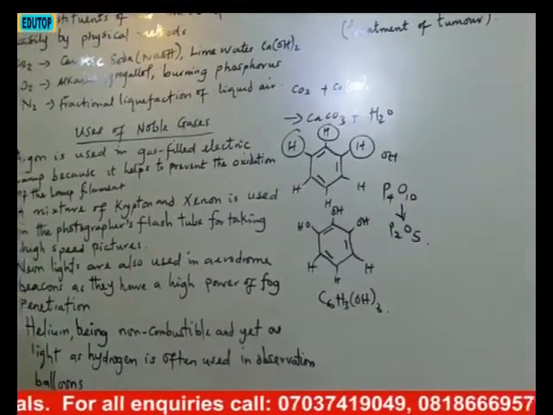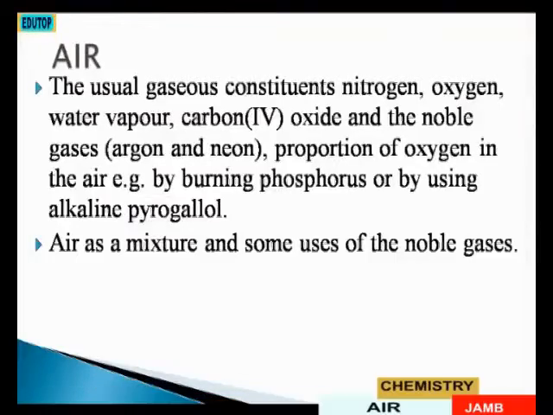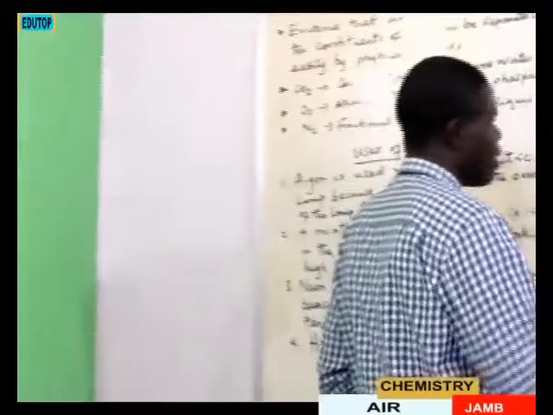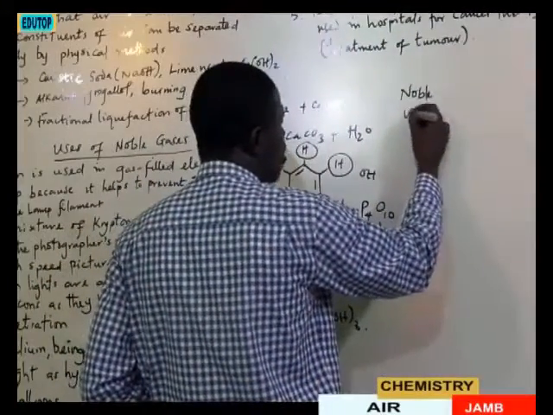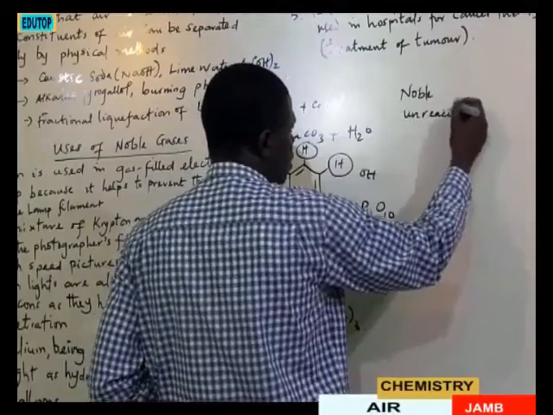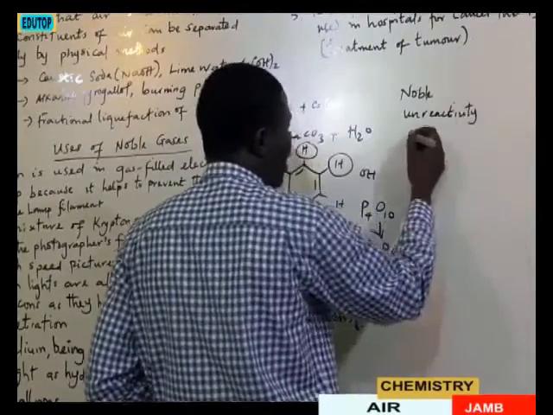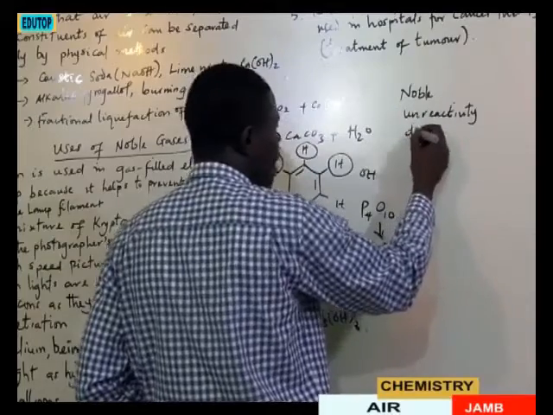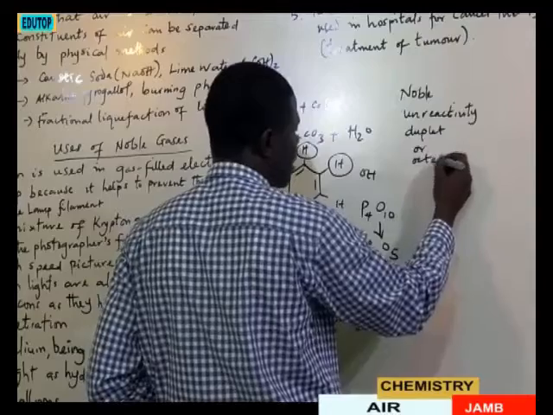Then we still move further to talk about the objectives. Air as a mixture and some uses of what? Noble gases. So the noble gases are those gases, they call them noble simply because of their unreactivity. Because they are either in the duplet state or the octet state.